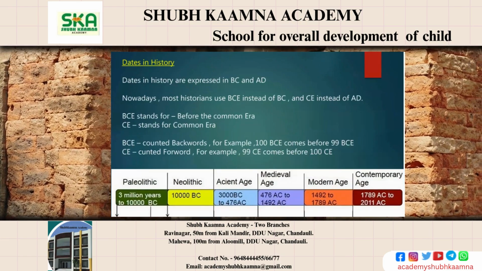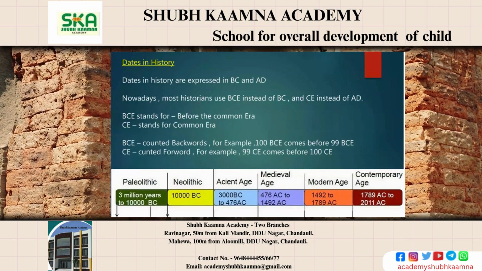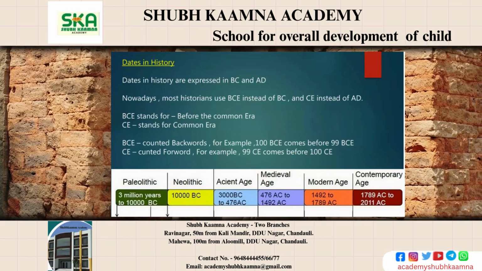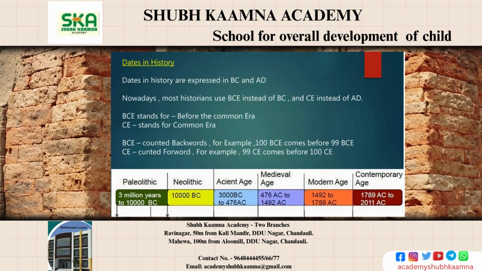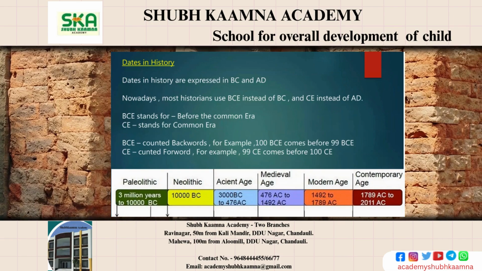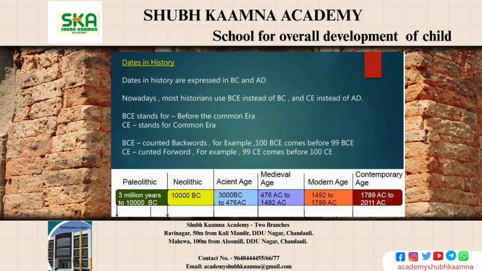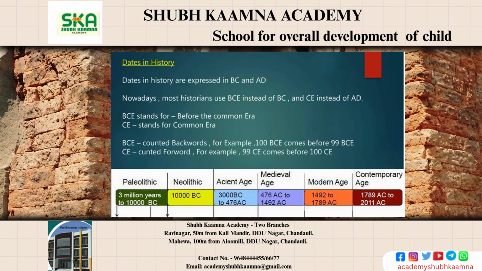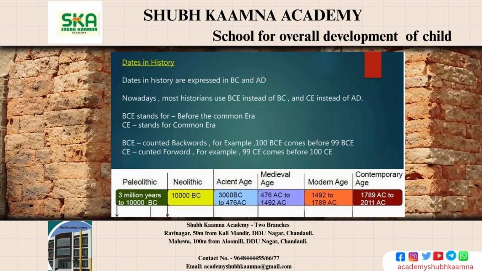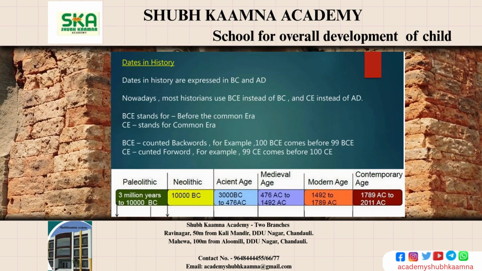Now, dates in history. Dates in history are expressed in BC and AD, where BC stands for before the common era, while CE stands for the common era, and AD means after date. So there are the phases like Paleolithic, Neolithic, Ancient Age, Medieval Age, Modern Age, and the Contemporary Age.